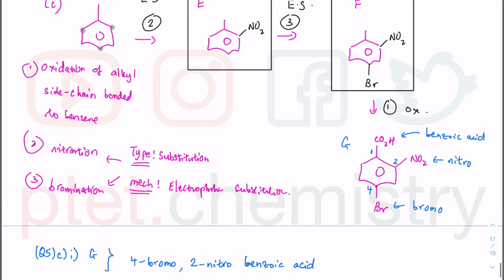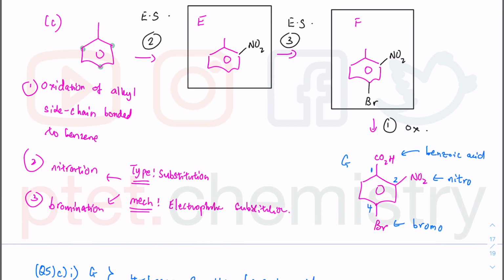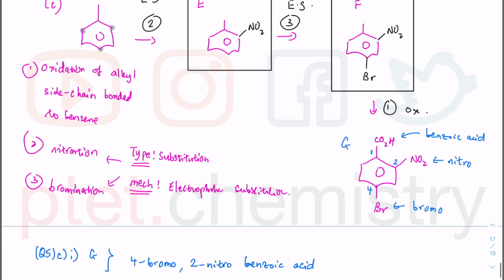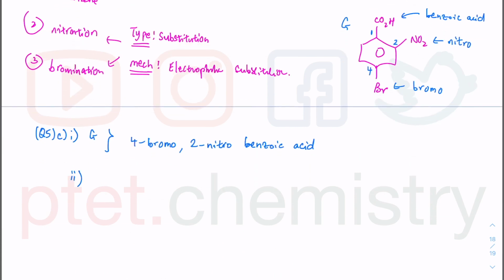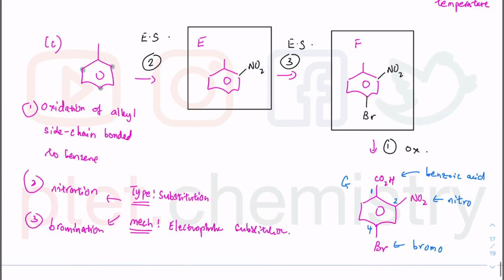For part 2, suggest the identities of E and also F, and we already did that based on the discussion about the order of substitution earlier. The order of substitution matters because it's all about the directing effect, where you're going to put the substituents, and those are all information given in the data booklet. For part 3, 2 is already shown above. And then for part 3, suggest reagents and conditions for each of steps 1, 2, and 3.